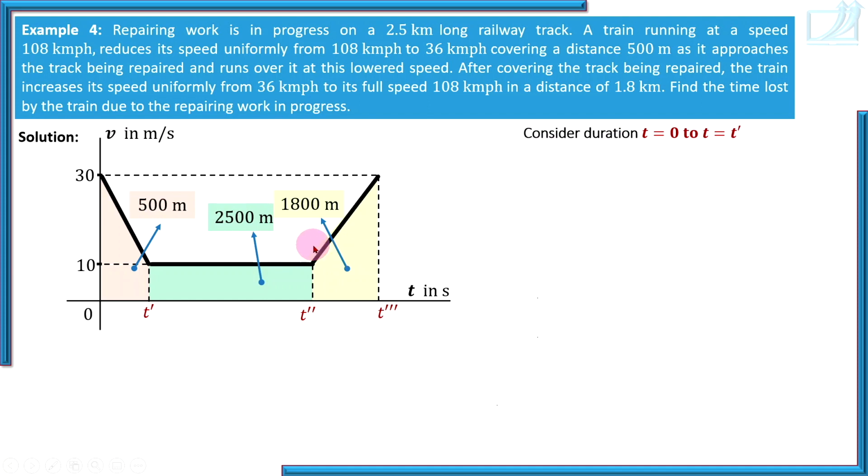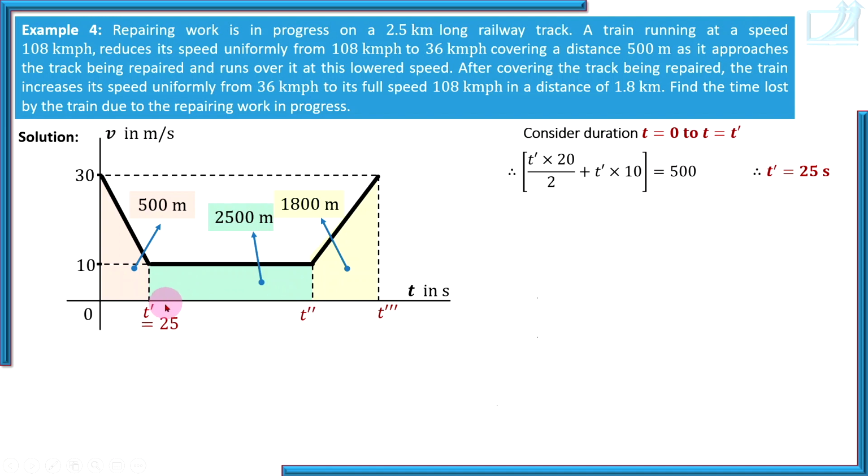Okay, so we are using this information. Consider the duration 0 to T dash. What is the area under the VT diagram? Rectangle plus triangle. So T dash into 20 by 2, that is this triangular portion. The height of the triangular portion is from 10 to 30, means 20. The base of this triangle is T dash, so T dash into 20 by 2 plus the lower rectangular portion T dash into 10, and that is given as 500. So you have found T dash. T dash is 25, insert that value immediately in the diagram.